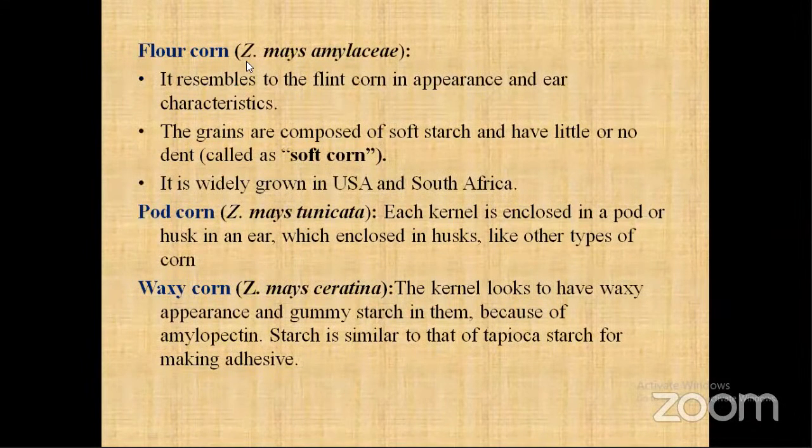Next one is flour corn, Zea mays amylacea. It resembles flint corn in appearance and ear characteristics. These grains are also composed of soft starch. They don't have a dent, or they have little dent. It is widely grown in USA and South Africa.